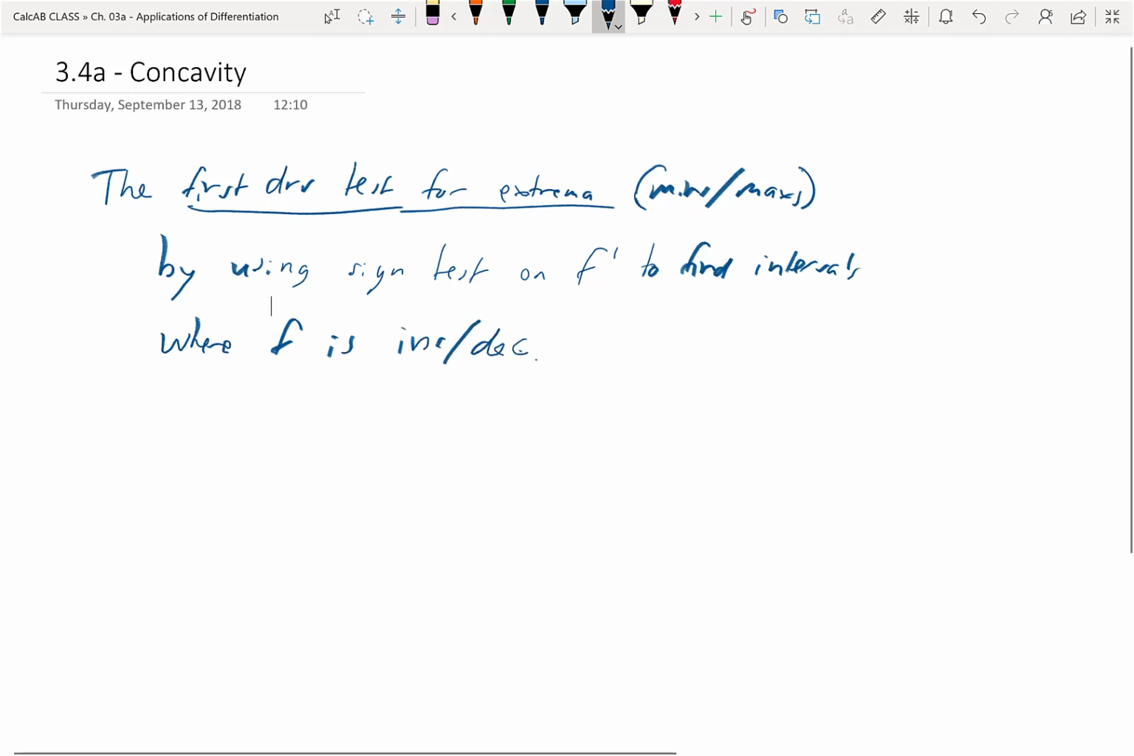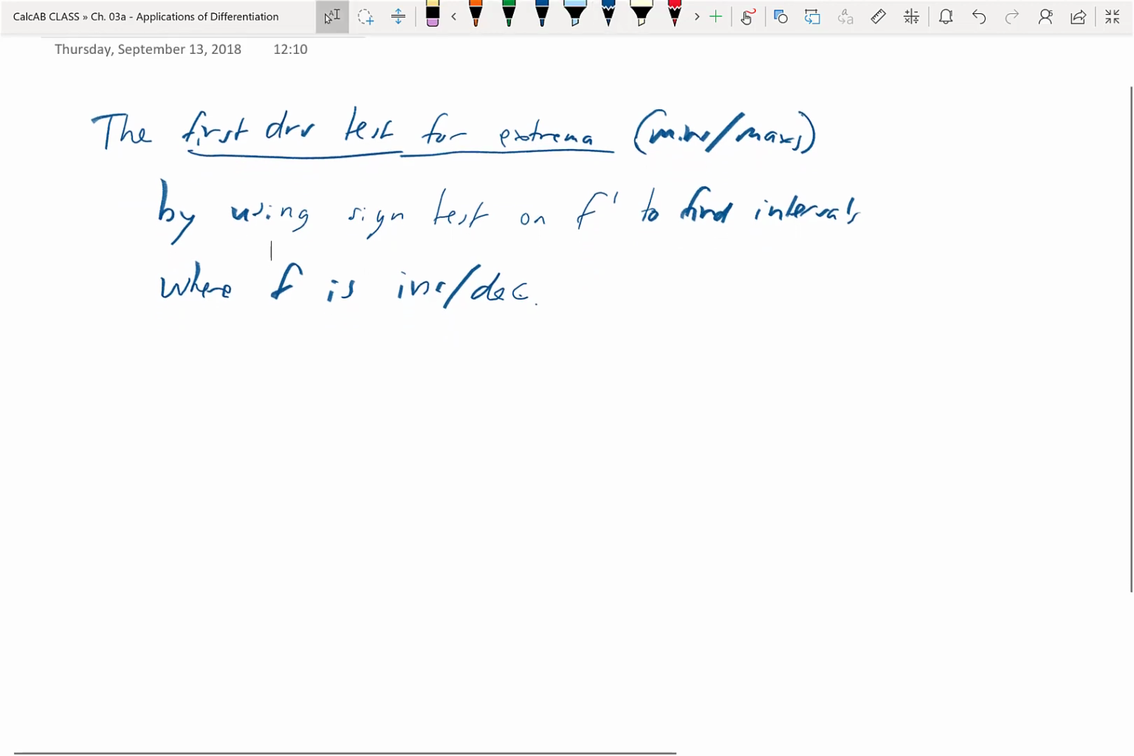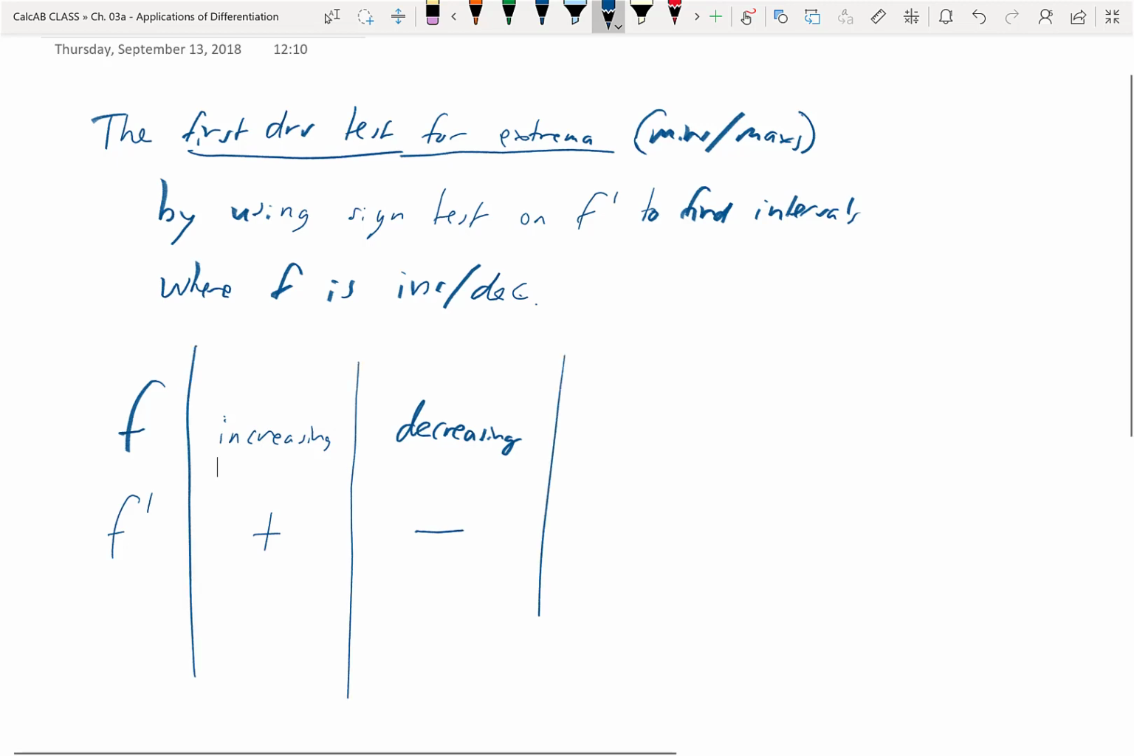So if I'm going to chart this out, this is probably one of the most important charts you can ever do in calculus, where we have f, the function. When f is increasing, what is happening with f prime? Well, f prime is positive. And when f is decreasing, f prime is negative. So I'm going to put a little chart here and start to build this out.